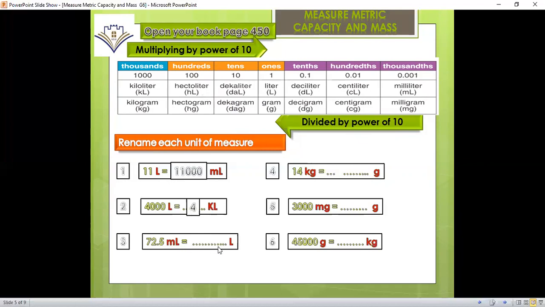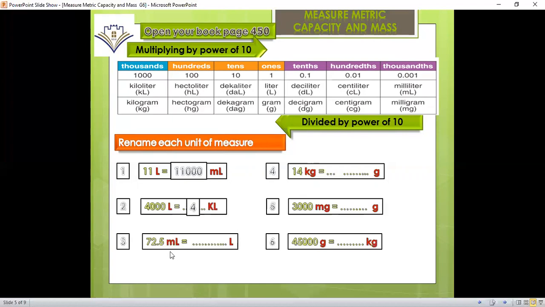72.5 milliliter equals dots liter. Then is it from smaller unit to larger or the opposite? Milliliter is more or less? Look at here. What is milliliter? Yes, this milliliter. And what about liter? Liter is bigger than it. Then smaller unit to larger unit. Then divide or multiply? Divided by what? Look again. There is milliliter. 1, 2, 3 means 10, 10, 10. Then divided by 1,000.